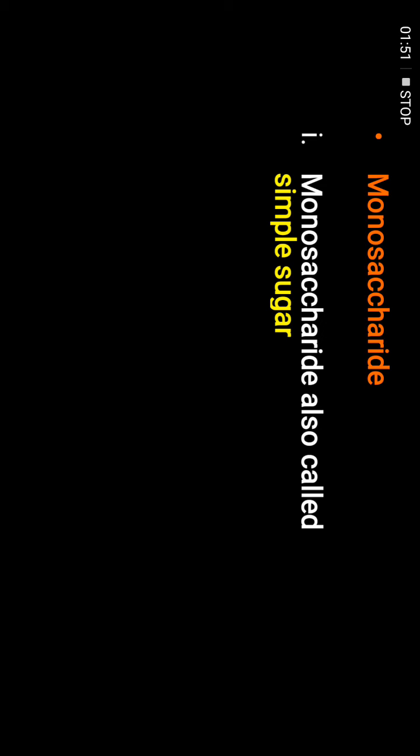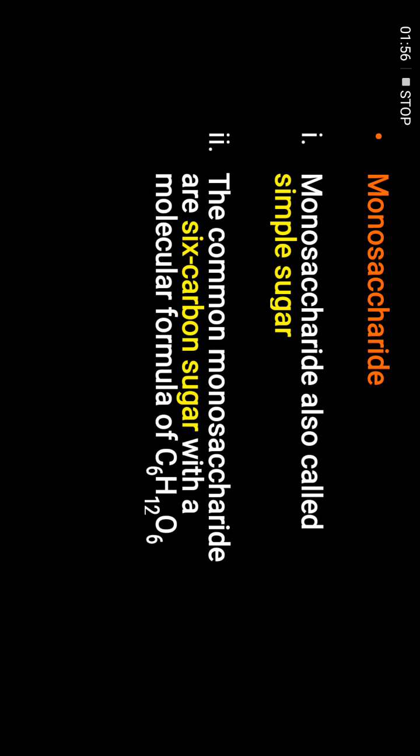For monosaccharide, it is also known as simple sugar. Even though the name is simple, it's not that simple. The most simple one will have 6 carbon. If you see the formula, C6H12O6 is the ratio. Just now you saw the carbohydrate ratio is C1H2O1. So if you have C6, you have to multiply the H by 2 to fulfill the formula.